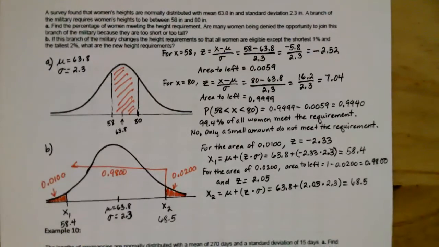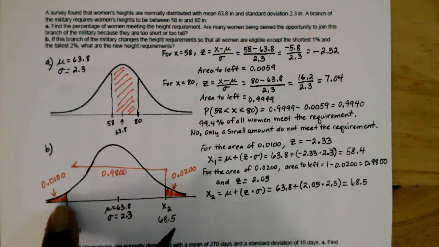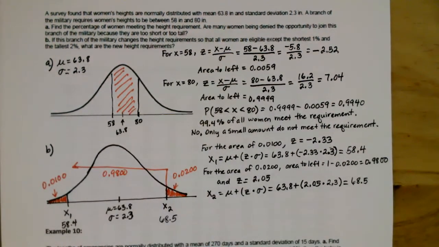So in this case here, if the branch of the military changes its height requirements to allow all eligible women except the shortest 1% and the tallest 2%, then their height requirements will have to be between 58.4 inches and 68.5 inches. Okay. So those are the new requirements here. So those new height requirements are the women must have heights between 58.4 inches and 68.5 inches in order to join this branch of the military.